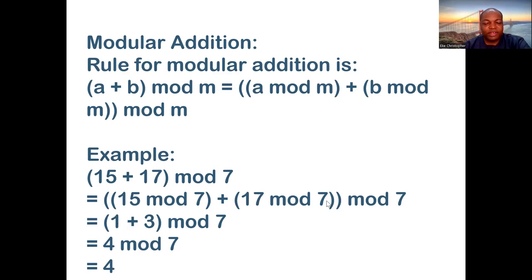Then 17 mod 7. We have 17 divided by 7 is what? 2, remainder 3. So we have 17 mod 7 as 3, mod 7. So at the end, we have 1 plus 3 equals 4 mod 7. 4 mod 7, of course, 4 is less than 7. At the end, we have 4 as the remainder. Okay, I hope it's very clear.